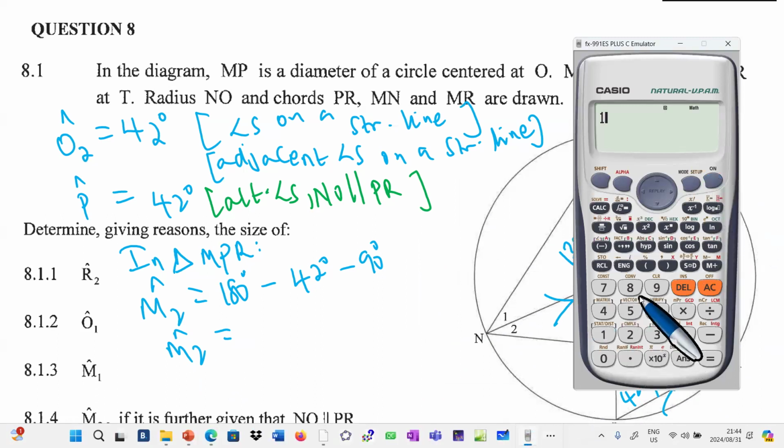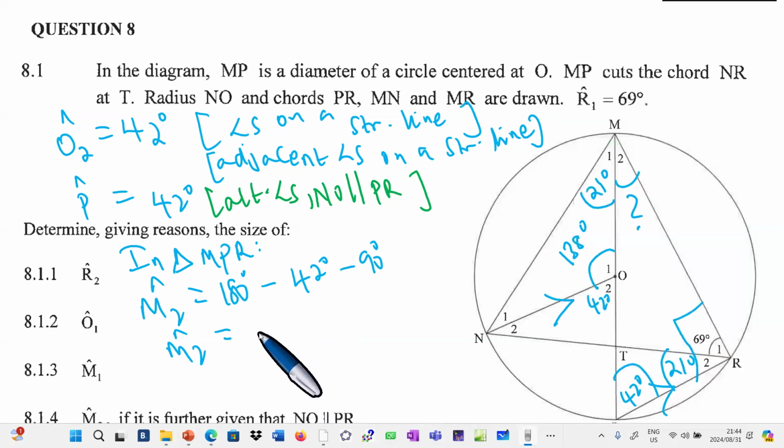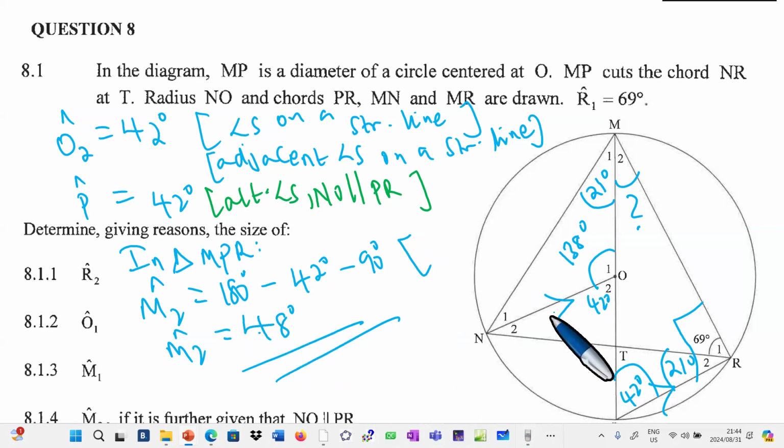Yeah, I believe you. 180 minus 42 degrees minus 90 degrees. The answer is actually 48 degrees. So M2 is actually equal to 48 degrees. And the reason for this, the fact that we're saying 180 degrees minus this, is because it's the sum of angles in a triangle. That's why we have 180 degrees minus 42 minus 90. Sum of angles in triangle.